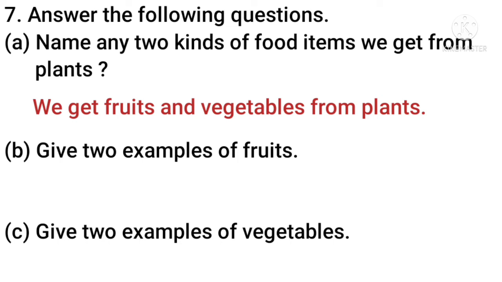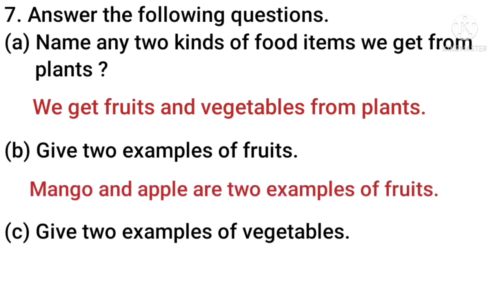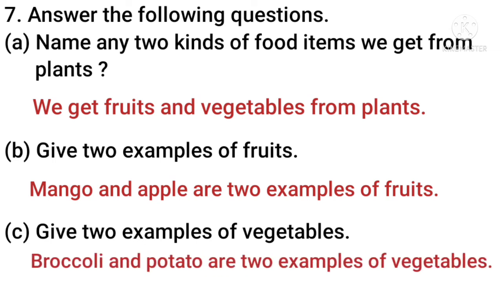Number B. Give 2 examples of fruits. And the answer will be mango and apple are 2 examples of fruits. Number C. Give 2 examples of vegetables. And what is the answer? Broccoli and potato are 2 examples of vegetables.